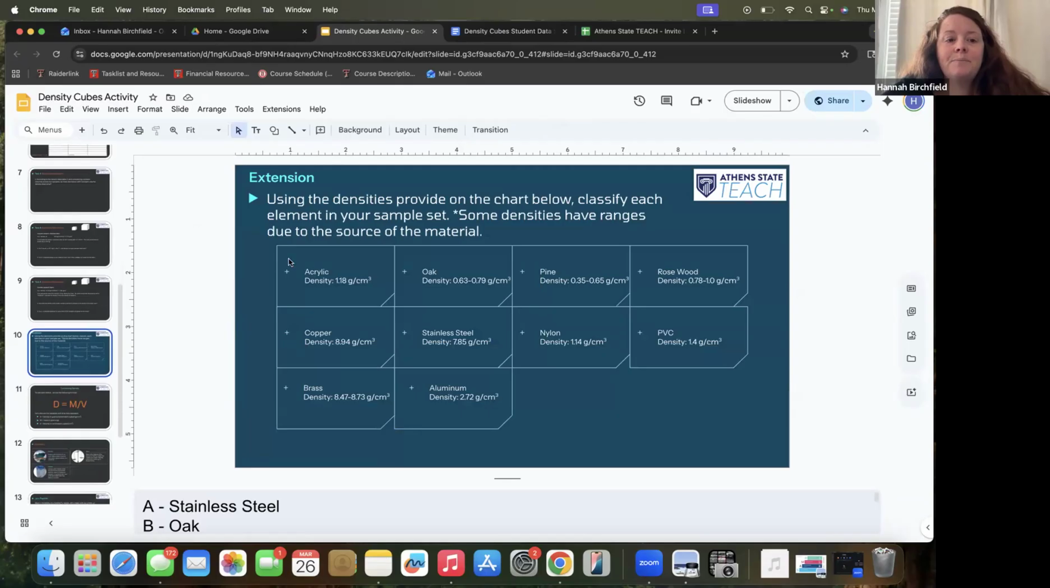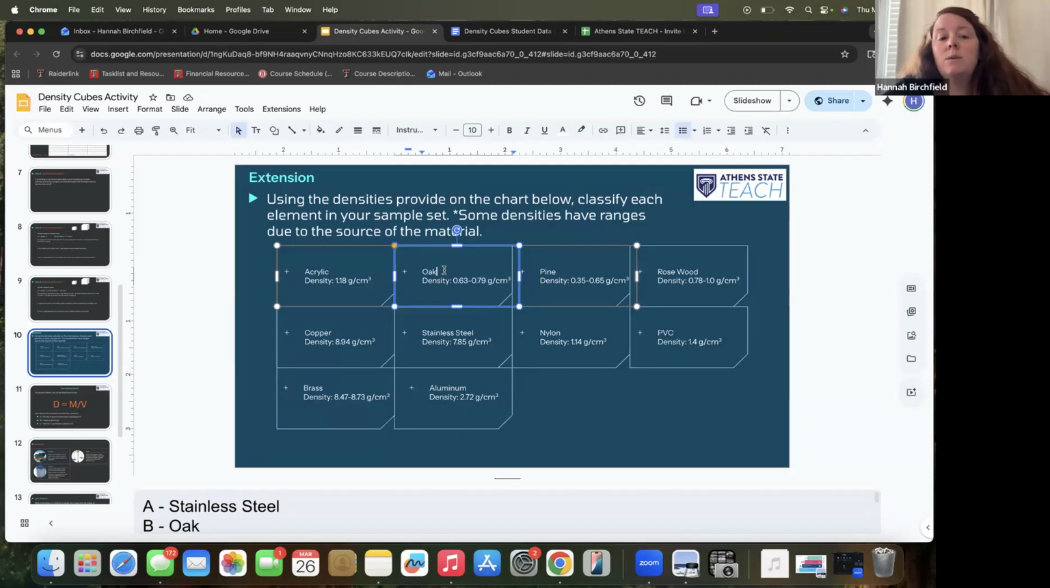Next, I have this. Again, have conversation. So notice some of them have ranges. You could discuss this range. It depends on where the wood was collected. You could talk about oak being grown in various parts of the country, the world, whatever.